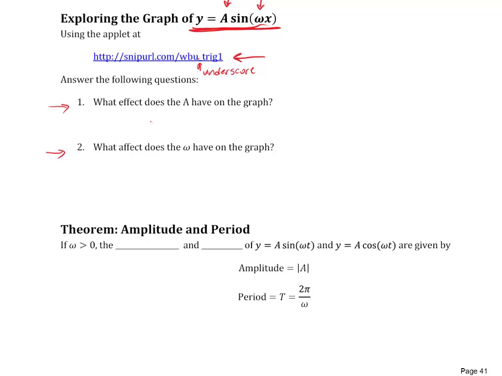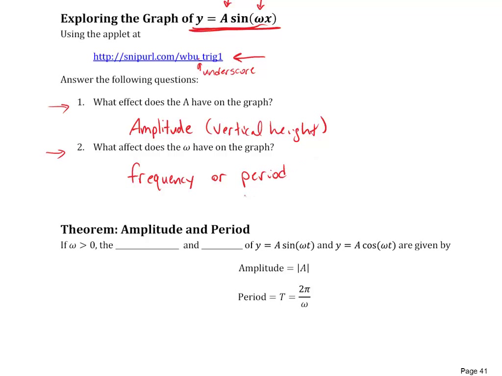So what effect does A have on the graph? The A has an effect on what is called the amplitude. Not just me, anybody calls it the amplitude. That's the vertical height of the graph. And what effect did omega have on it? It was what we call the frequency, which is another way of describing the period, right? Period or wavelength, which we mean the horizontal length of the wave.